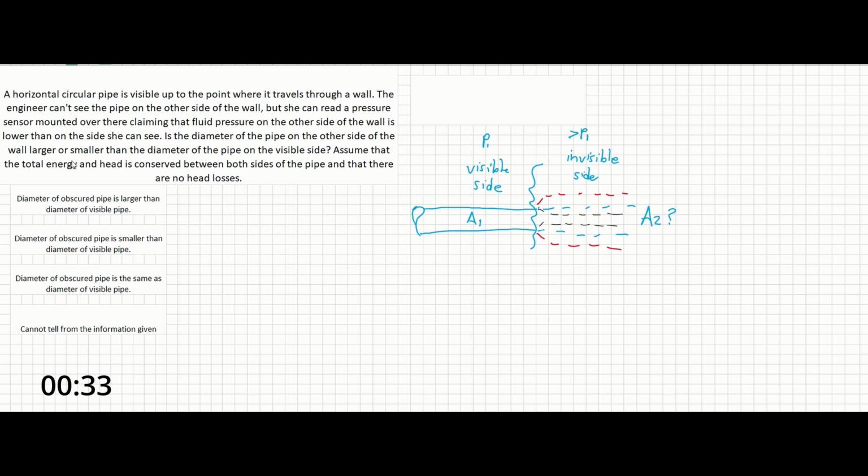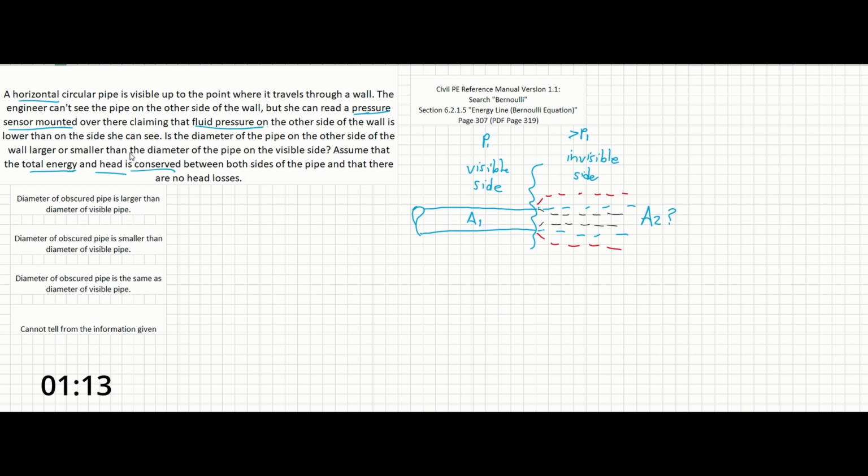Assume that the total energy and head is conserved between both sides of the pipe and that there are no head losses. So, what this problem wants us to do is utilize Bernoulli's equation. And that's the first thing we need to recognize from what it's telling us. So, it calls out total energy and head being conserved, and it notes that the pipe is horizontal and that a pressure reading is provided.